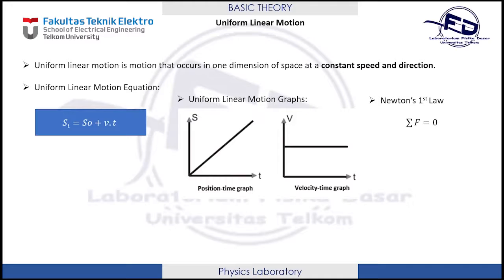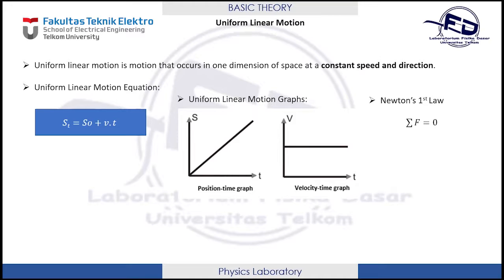And now, the basic theory of uniform linear motion. Uniform linear motion is motion that occurs in one dimension of space at a constant speed and direction. In contrast to uniform accelerated linear motion which has constant acceleration, in uniform linear motion what is constant is the velocity. So, the equations are also different. In uniform linear motion, there is only one equation: st equals so plus v times t, with st as final distance in meters, so as initial distance in meters, v as velocity in meters per second, and t as time in seconds.